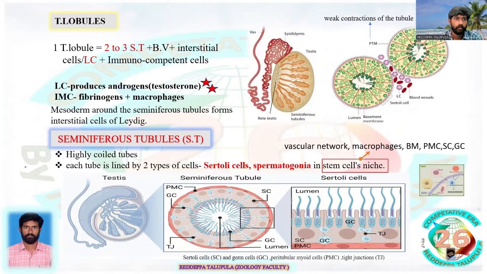Next, seminiferous tubules. Now, seminiferous tubules. These are highly coiled tubes. Each tube is lined by 2 types of cells. Already informed. It is the somatic cells and the germ cells, spermatogonia, and these 2 cells will rest in the stem cell niche. Okay, keep it in mind. What is meant by stem cell niche? Let us discuss that.